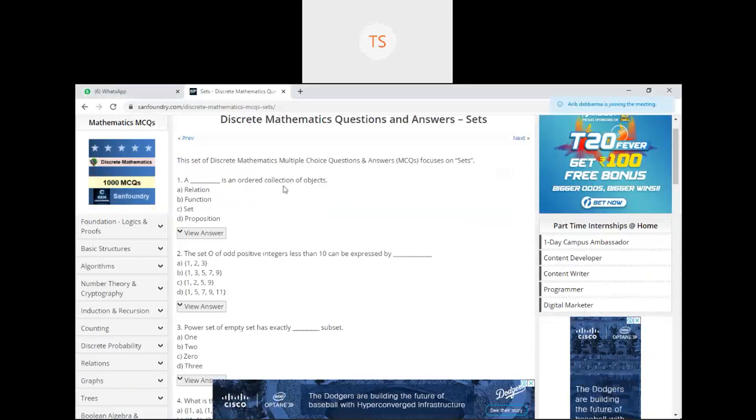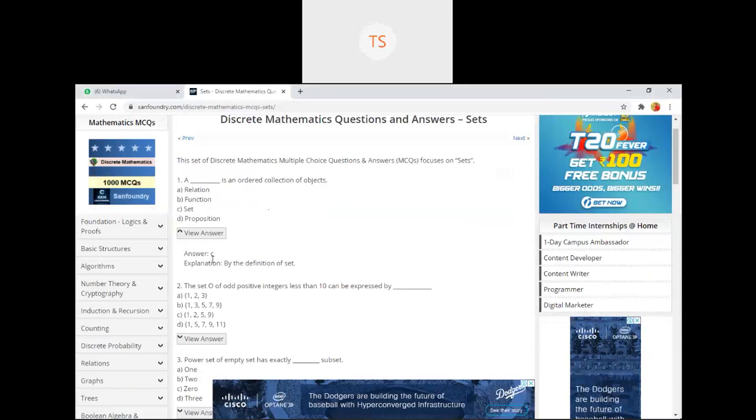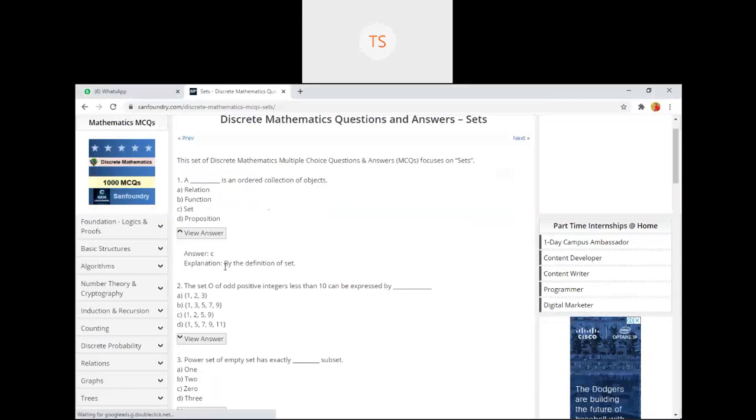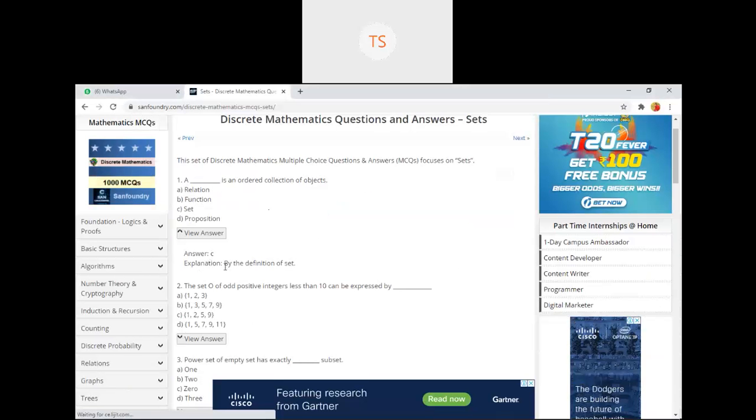A set is an ordered collection of objects. Now here you can see the answer. Option C, by definition. The answer is given, and the explanation is also given. So this is your first MCQ.